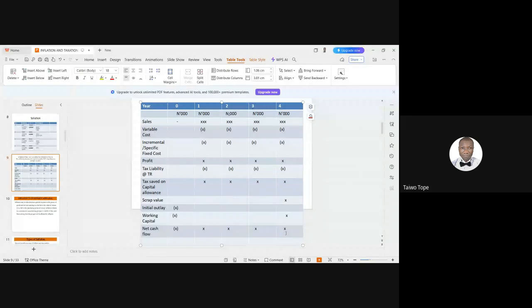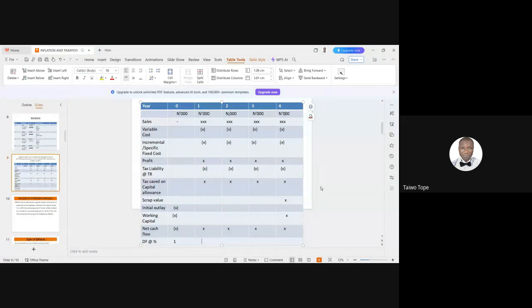So, net cash flow. You have it. You need your discount factor to be given in the question. The discount factor is given in form of a percentage. So you use your discount factor. Your discount factor for year 0 will be 1. I'll explain why it is 1 over time.